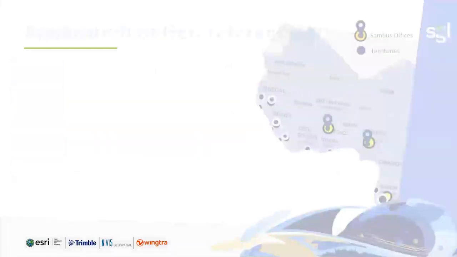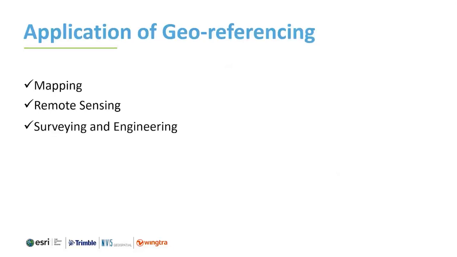So we'll be looking at applications of georeferencing. Number one application is mapping, which is aligning historical maps, aerial photos, and satellite imagery with modern geographic data for comparative studies. We have remote sensing, which involves correcting and aligning satellite imagery.